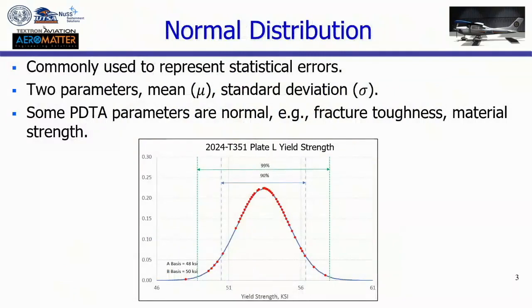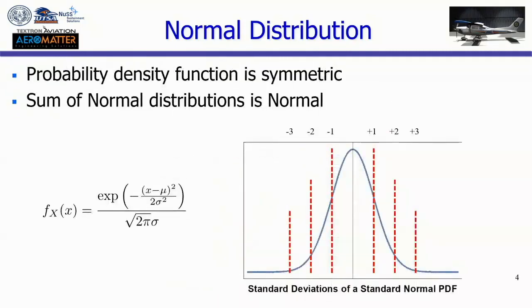So normal distribution is probably the most common distribution everybody is familiar with. It's often used for statistical errors, and it's characterized by just 2 parameters, the mean and the standard deviation. A lot of the material property distributions in PDTA are normal distributions. Shown here is a graph for 2024 aluminum, and you can see it's pretty symmetric and normally distributed. So a symmetric distribution, if you sum multiple normal distributions, you end up with another normal distribution.